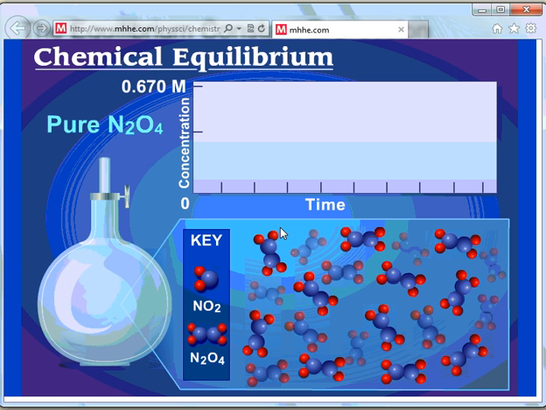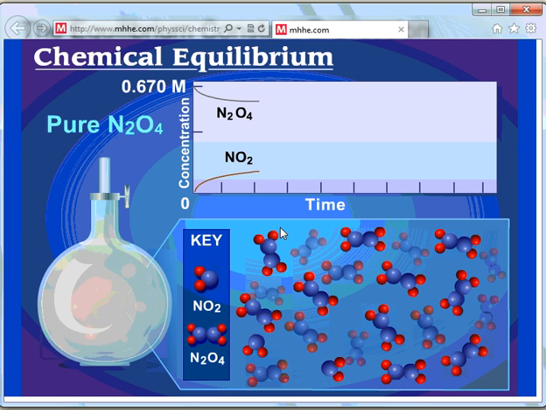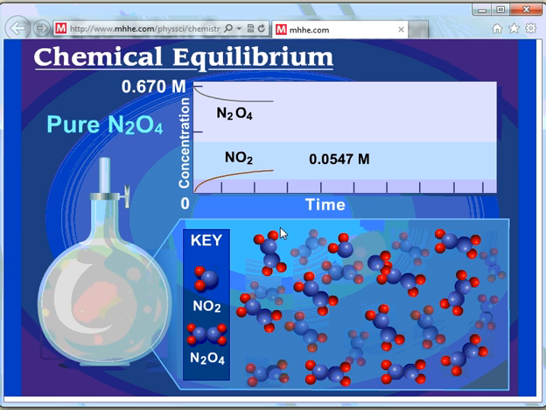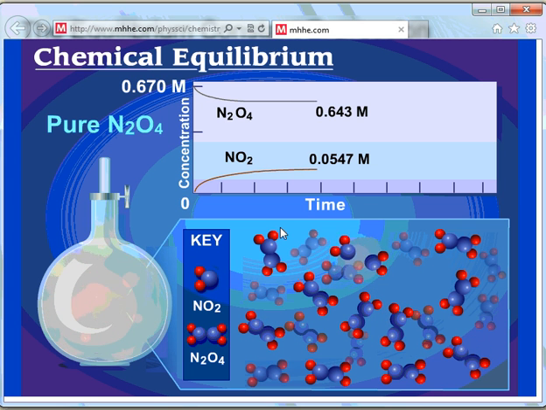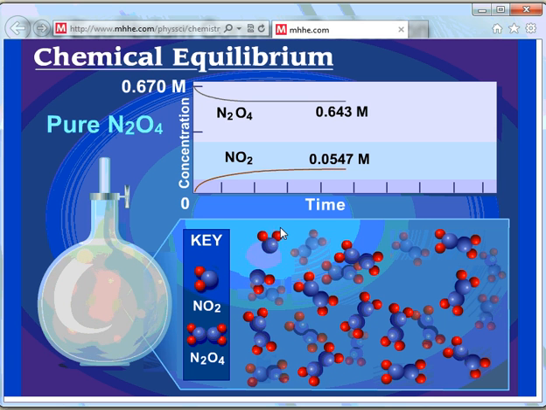So the N2O4 is starting with a concentration of 0.670 molarity, and there's no NO2 initially in the container. And as it reacts, notice the flask is getting darker brown because now we started with a colorless gas, N2O4, and we're producing the brown gas, NO2. So now it's getting darker brown. We've reached equilibrium because the concentrations have stopped changing.